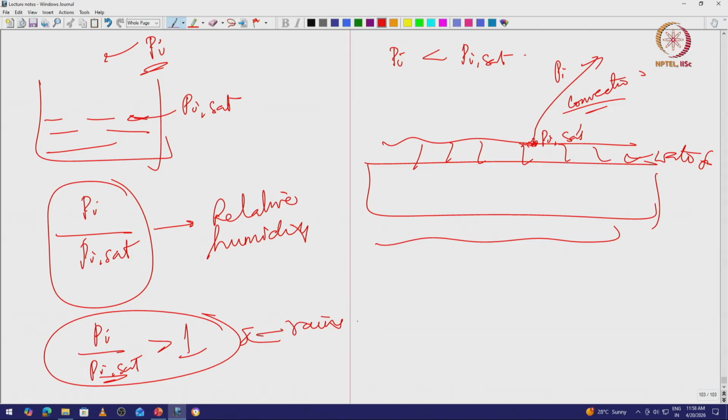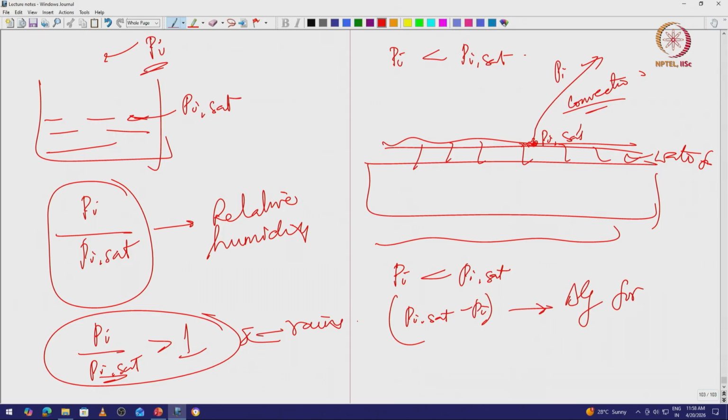So, the first layer is gone. Then the second layer gets exposed as the surface, the second layer is gone, third layer is gone, fourth layer is gone, and so on. As long as I have a dry day, or Pi is less than Pi sat, Pi sat minus Pi tells me the driving force for drying to occur. If Pi sat is much larger than Pi, then it will dry very fast. But if Pi sat is just larger than Pi, then it will take a long time. That is how you dry clothes.